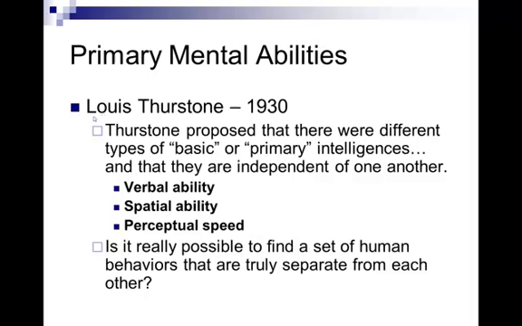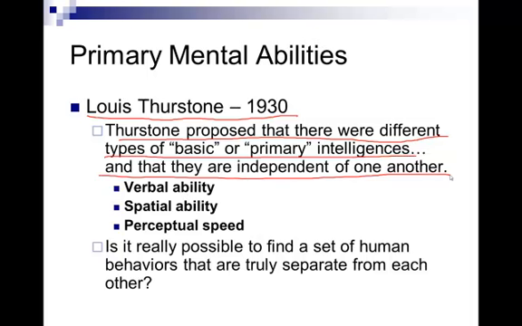Now, Louis Thurstone in the 1930s proposed that there were different types of basic or primary intelligences, and that they are independent of one another. And so, you and I are born with these three abilities to some level. And they are verbal ability, the ability to speak, spatial ability, the ability to see and understand our environment around us, and perceptual speed, how well we can take in all the things that are around us.